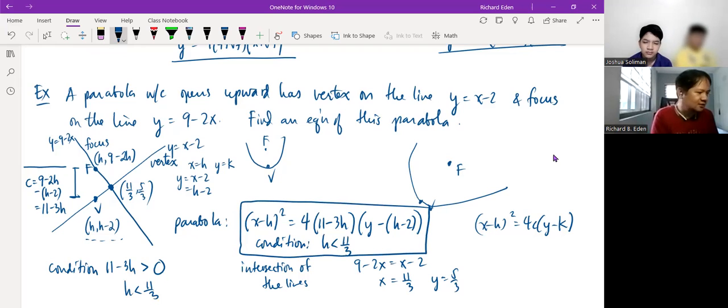All right. But let me leave. Of course, you know, this has got to happen for these parabolas po dapat. Yeah. So parabola, find an equation of all possible parabolas satisfying the condition.